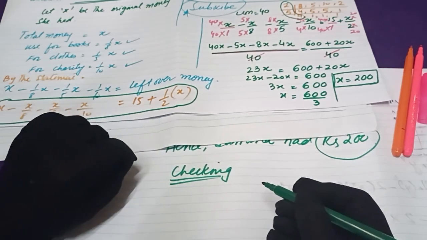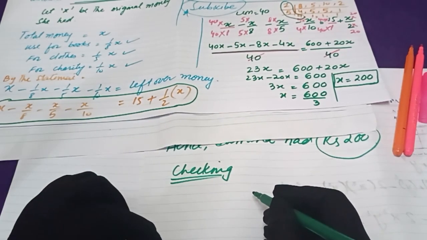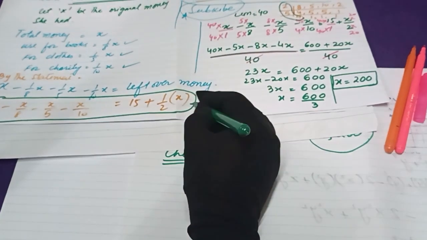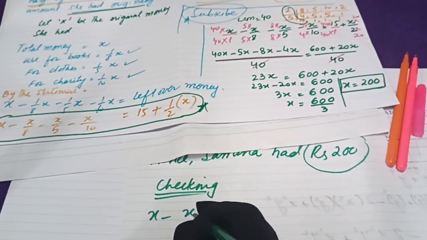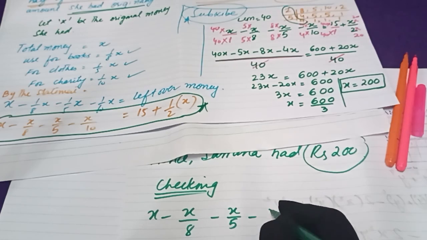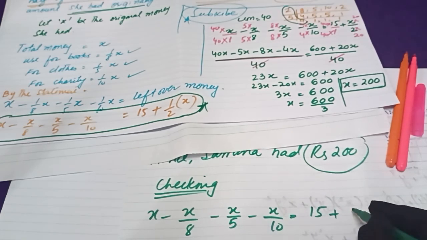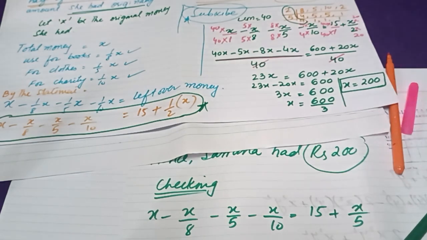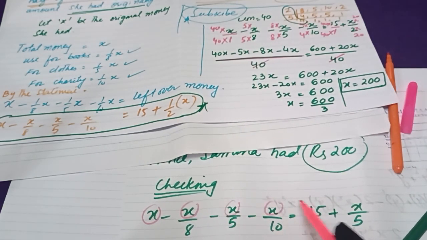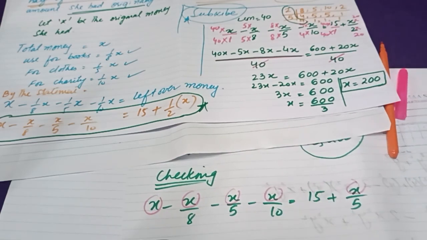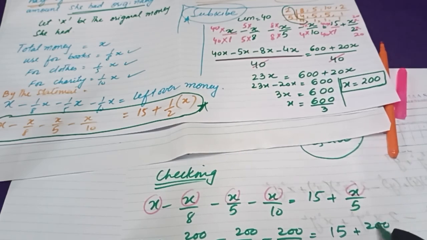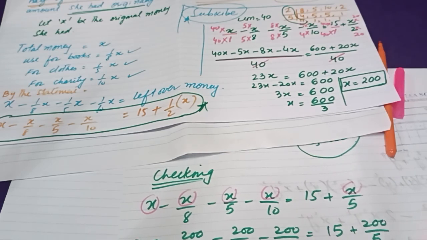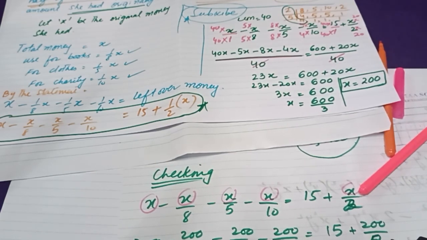Checking, I told you, always apply the checking on the statement you construct. This is your constructed statement. Write down this statement again: x minus x by 8 minus x by 5 minus x by 10 equals 15 plus x by 2. Replace the value of x as 200 on all these places: 200 by 8, 200 by 5, 200 by 10, 15 plus 200 by 2.